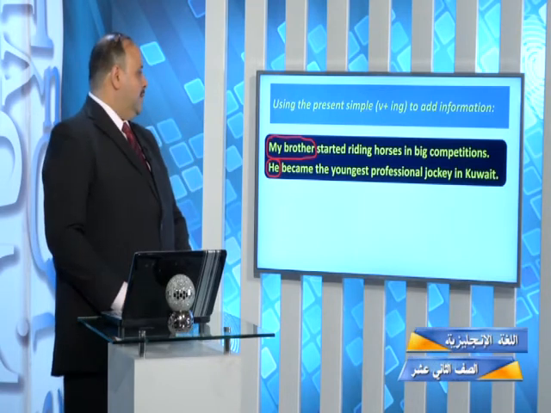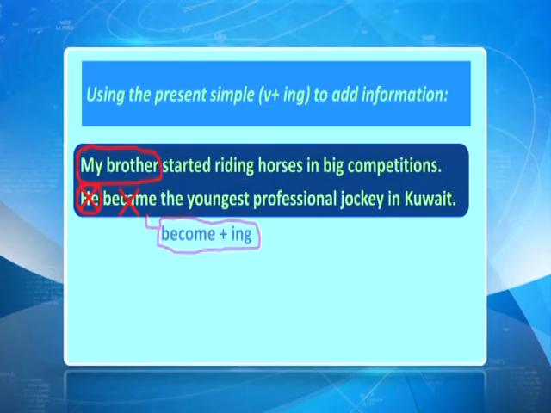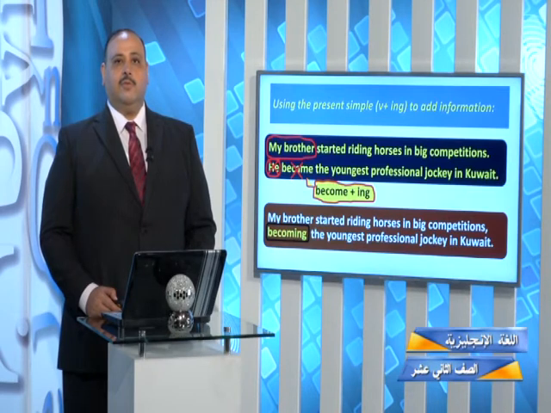Let's see. This is the subject, he, and the verb became. Will it change to be becoming? The infinitive form is become, and then we add the ing. Now, how can I link or connect the two sentences? We say, my brother started riding horses in big competitions, comma, becoming the youngest professional jockey in Kuwait. So he became changes to becoming. You get the infinitive form of the verb of the second sentence, and then you add the ing.